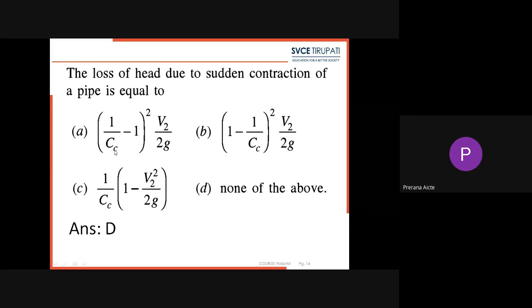Here one option is (1 by Cc minus 1) whole square into V2 by 2g, another is (1 minus 1 by Cc) whole square into V2 by 2g, and another is 1 by Cc into (1 minus V2 square) by 2g. But what is the formula? (1 by Cc minus 1) whole square into V2 square by 2g. So we should get the square for this term and for this term also. Here it doesn't have that equation, so the answer is none of the above. The formula is (1 by Cc minus 1) whole square into V2 square by 2g.